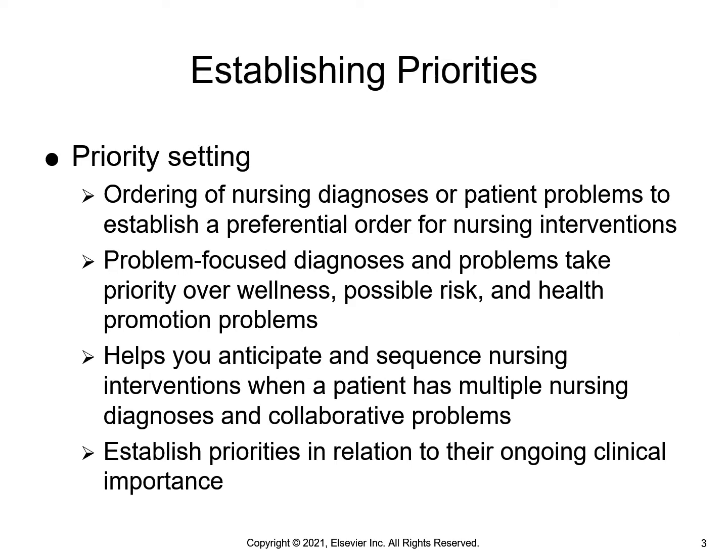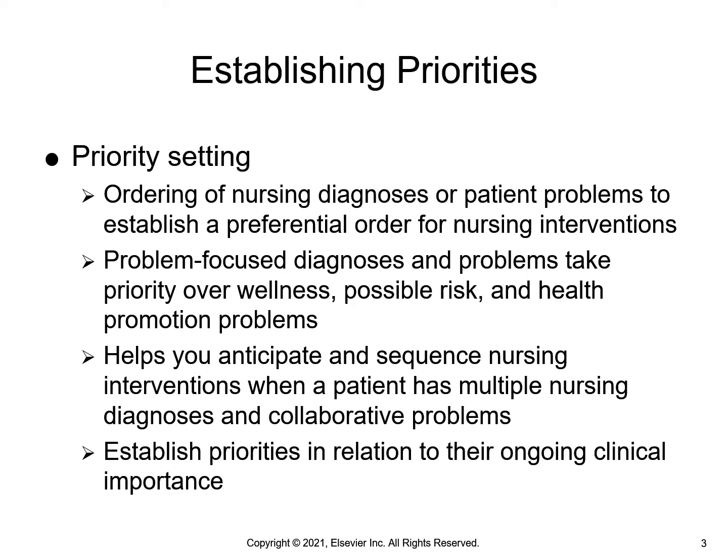Priority setting is when we order the nursing diagnoses or the patient problems to establish a preferential order for our interventions. Problem-focused diagnoses and problems usually take priority over wellness, potential risk, and other health promotion problems. Short-term acute patient needs and problems are typically our priority over long-term or chronic needs. Priority setting is not the ordering of a list of care tasks, but it is the organization of the desired outcomes for our patient.